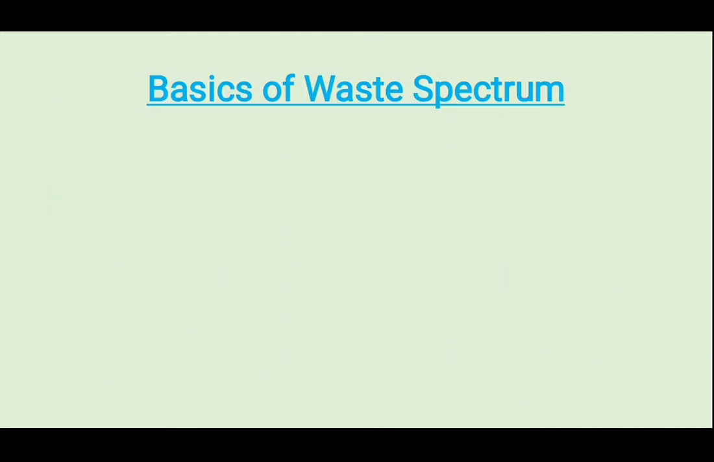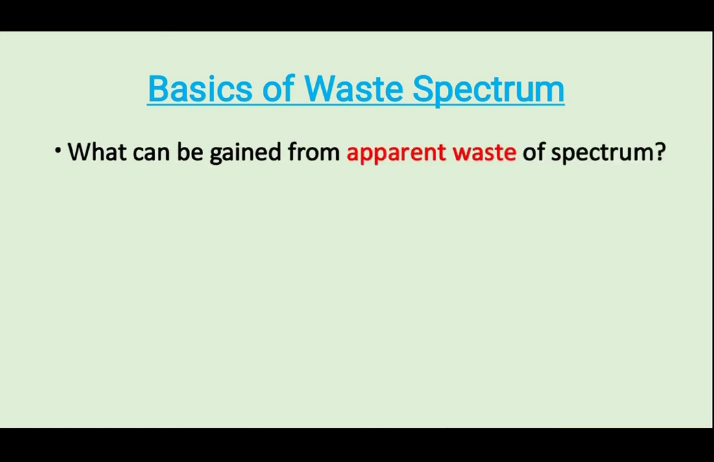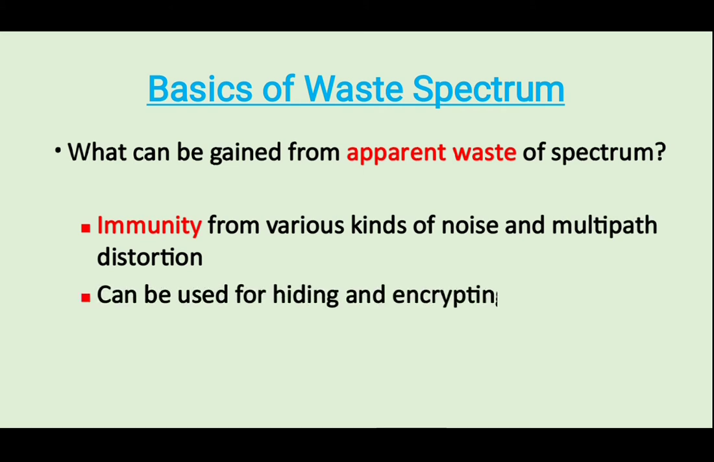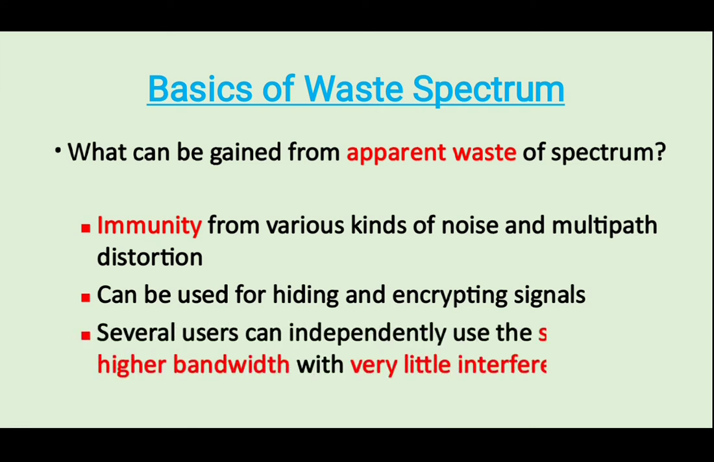Now we will see the basics of wave spectrum. What can be gained from the apparent waste of spectrum? Immunity to various kinds of noise and multipath distortion, and it can be used for hiding the encrypted signal. Several users can independently use the same higher bandwidth with very little interference.